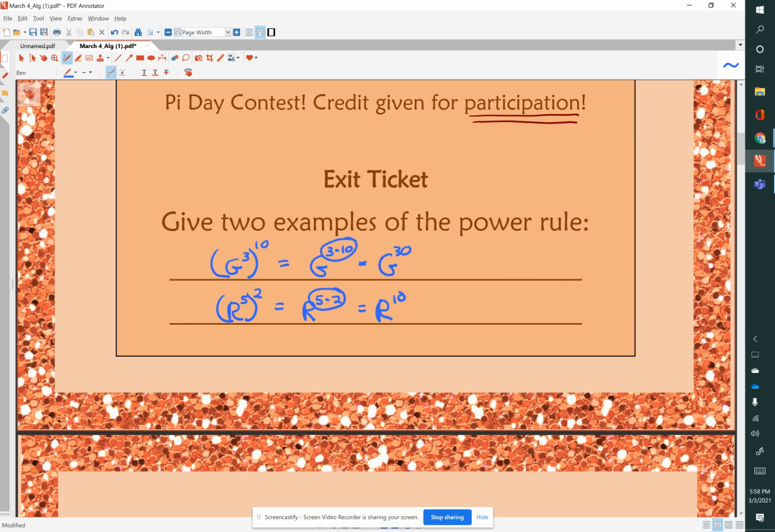So again, don't forget Pi Day. Don't forget to work hard. Show all your work. Do your homework tonight. And if you do that, you know you'll be great.